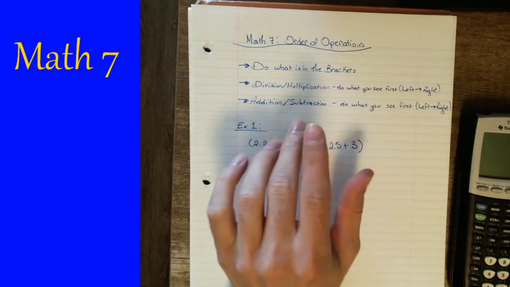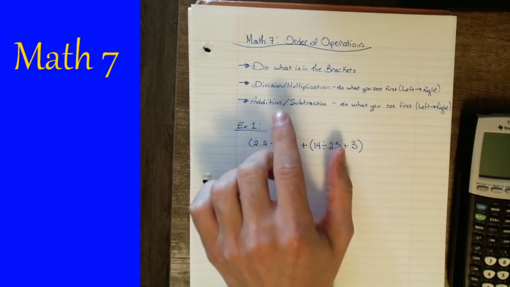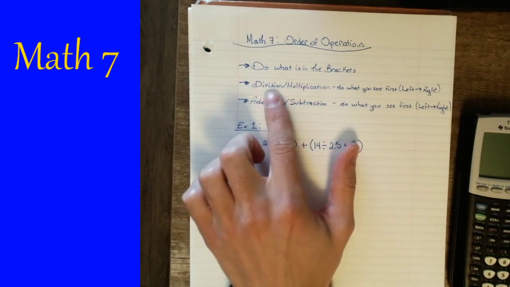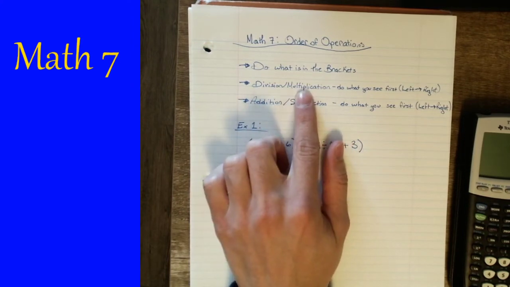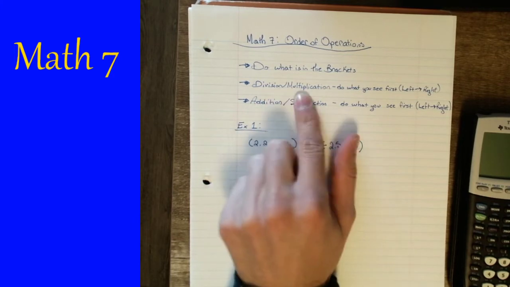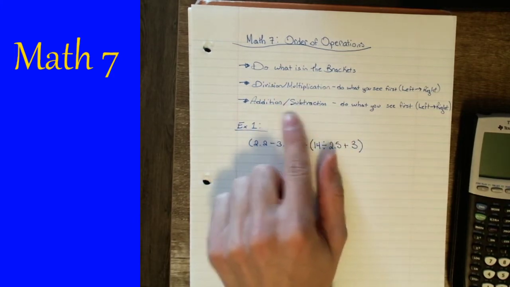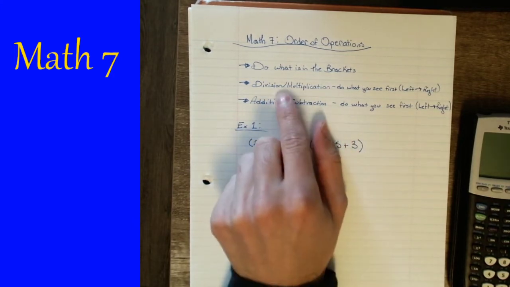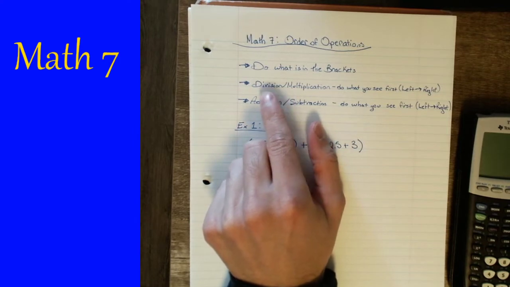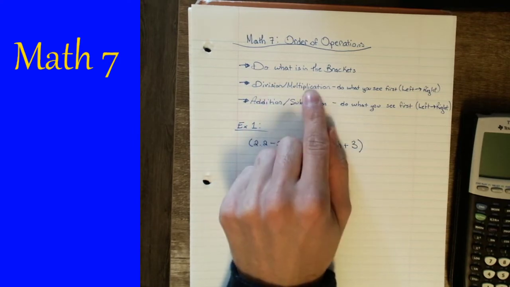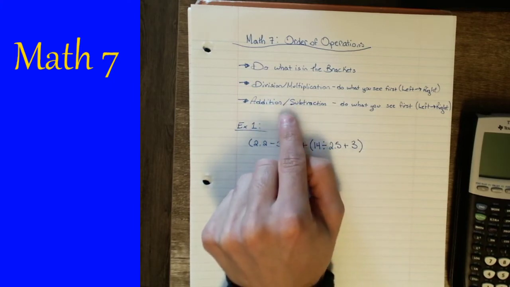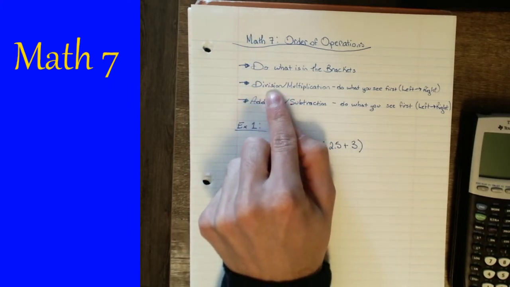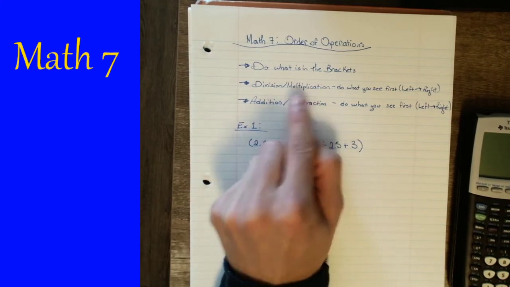And I think of them as tiers. So, in one tier you have division and multiplication, and that has to be done before any addition or subtraction. So, if you ever see a division or multiplication sign, that has to be done before any addition or subtraction can be completed. Now, in terms of division and multiplication, which one do you do first?